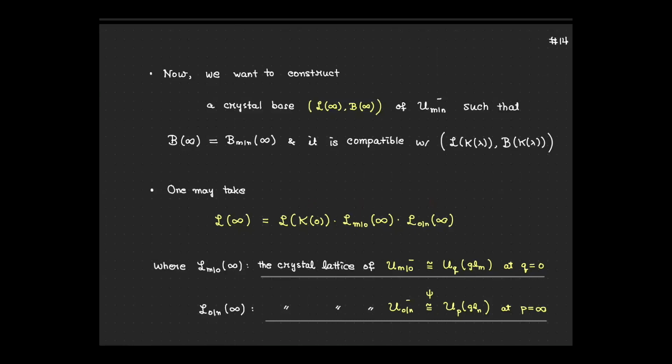But here, L of K0 means the crystal lattice of Casimir-Mojon with the highest weight 0. And L M0 infinity is the crystal lattice of U negative, U M0 negative, at Q equals 0. But we should be careful when we consider L0 n infinity. It is actually the crystal lattice of, so P is the minus Q inverse. So it's the crystal lattice at infinity.